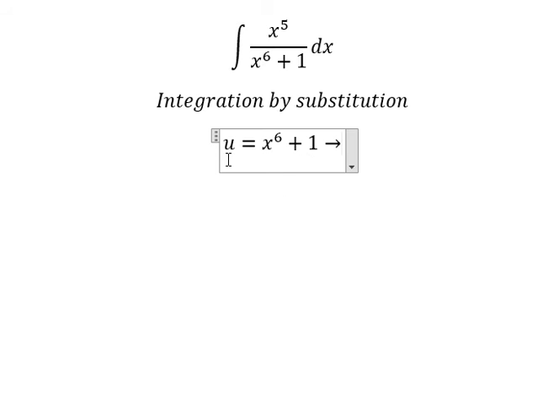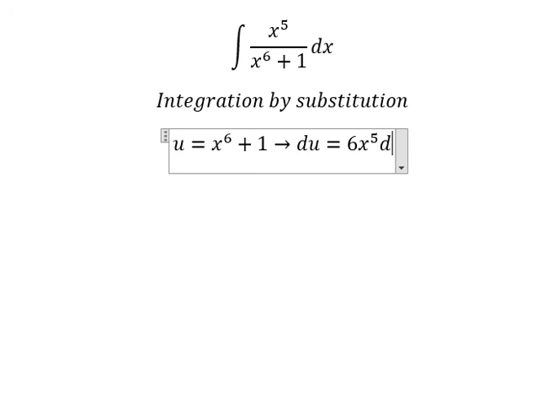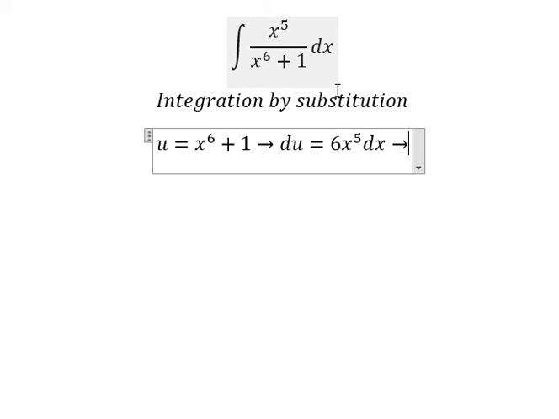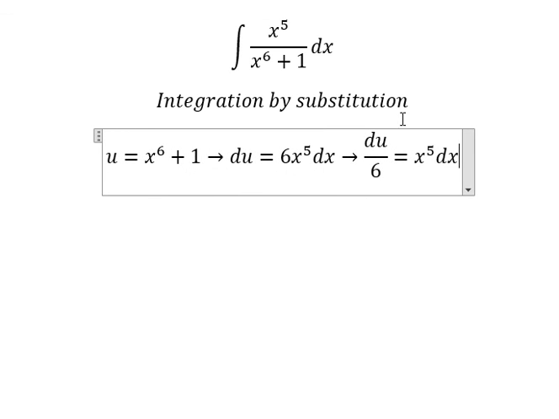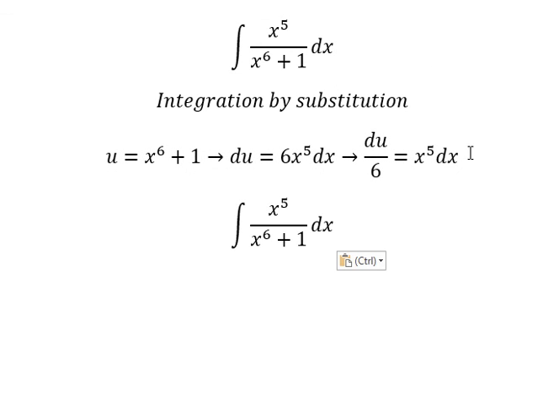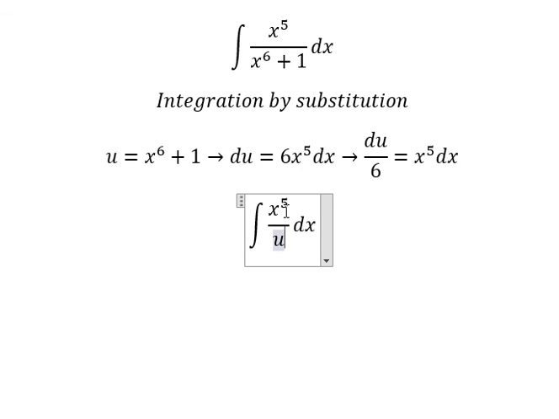Later that, we need to do first the derivative for both sides. Because we don't have number 6, so we need to divide both sides by number 6. So this one we change for u. X to the power of 5 dx we change for this one.